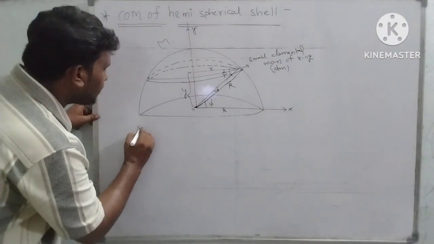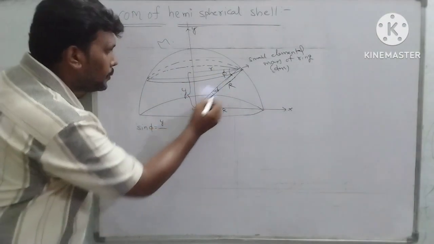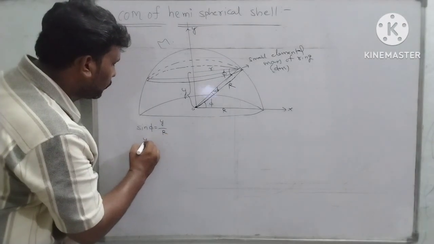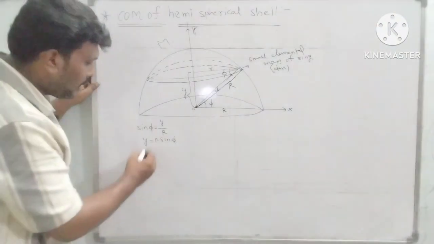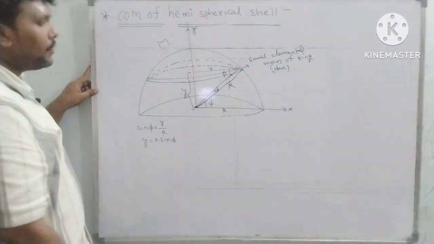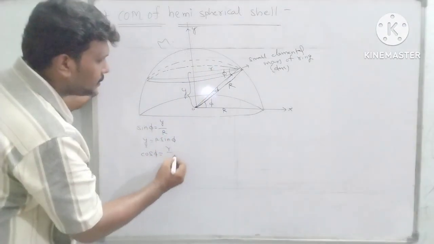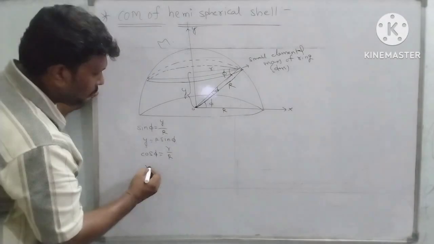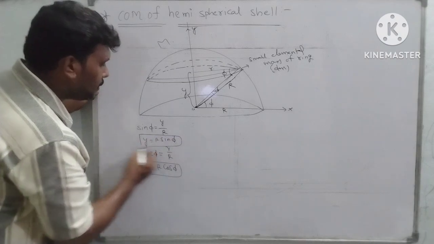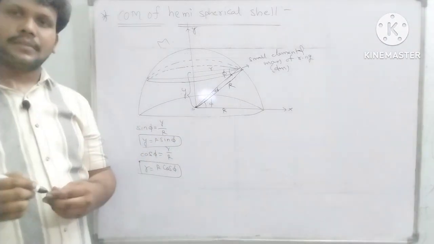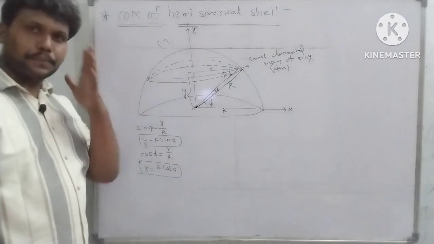Just you see, if you take sin phi, opposite side is y, hypotenuse is capital R. Finally y is equal to R sin phi is coming. I converted y into phi. Then I am taking cos phi. Cos phi is equal to adjacent side small r, hypotenuse is capital R, so small r is equal to capital R cos phi. Here I got y value as R sin phi and small r as capital R cos phi.